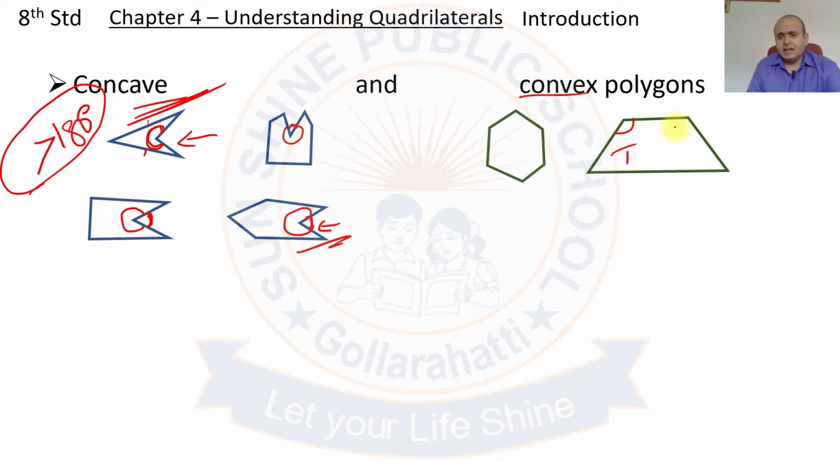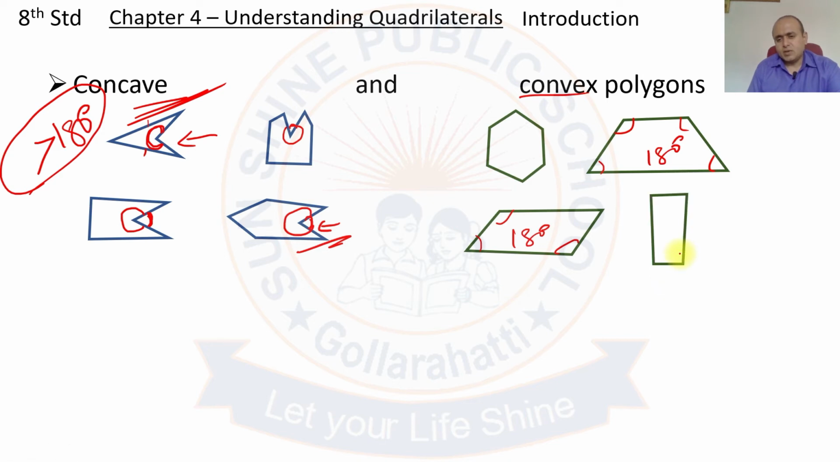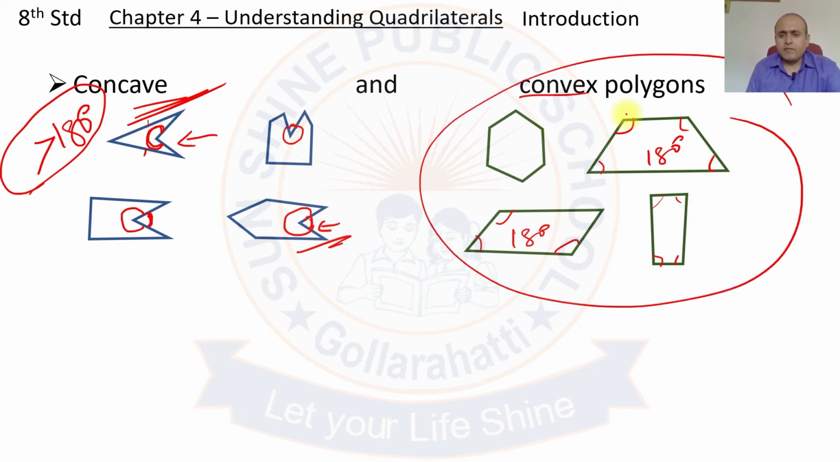And the interior angles should always be less than 180 degrees, then only we will call it a convex polygon. Next diagram, here also all the interior angles are less than 180 degrees, therefore we will call it a convex polygon. And in this diagram also all interior angles are less than 180 degrees, therefore we will call it a convex polygon.